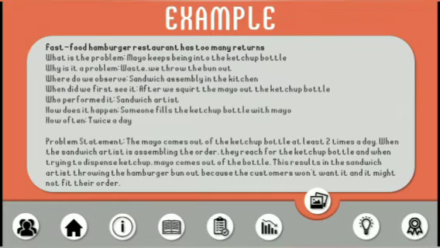At kailan naman natin nakita na may problema? After nating ma-squirt yung ketchup bottle pero ang lumabas ay mayonnaise. And who performed it? The sandwich artist. How does it happen? When someone fills the ketchup bottle with mayo. And how often? Twice a day.